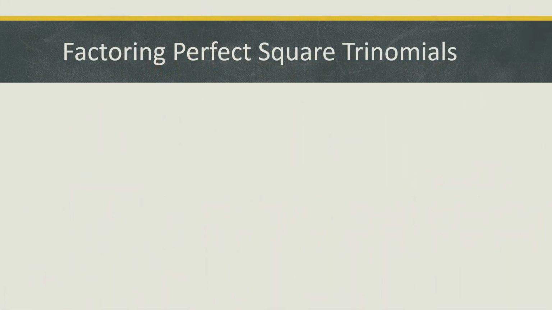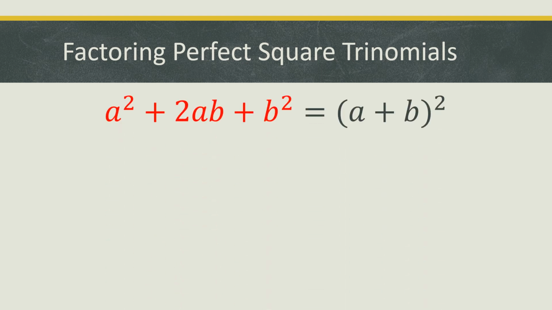Factoring perfect square trinomials is one of the easiest lessons in factoring, given that the given trinomial is a perfect square trinomial. Let's say that a squared plus 2ab plus b squared is a perfect square trinomial, and that it is equal to the square of a and b.